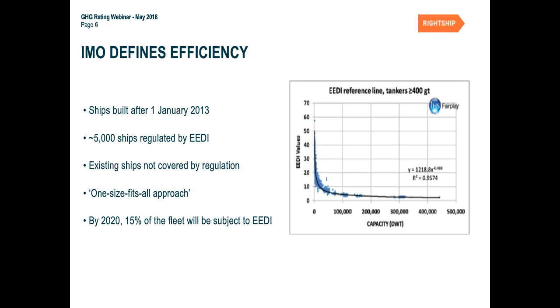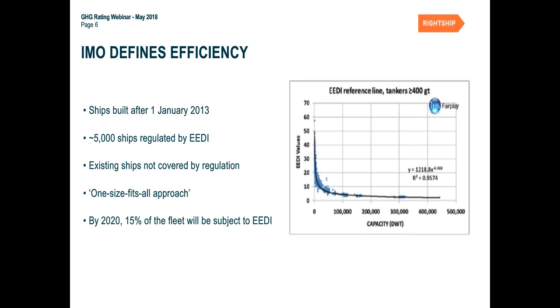It's a one-size-fits-all approach, as you can see there with the reference line. So if I explain the graph on the right-hand side, you've got the amount of carbon on the y-axis, so the amount of carbon that a ship emits, and as you can see, the smaller ships emit more carbon per tonne nautical mile, and the larger ships generally emit less. And on the x-axis, you've got the deadweight, or the size of the ship, going from small ships right up to very large and ultra-large crude carriers.